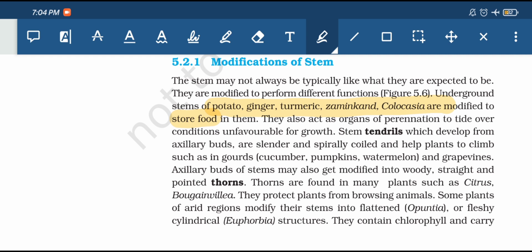Then the stem tendrils. So after storage of food, the next modification is tendrils, which develop from the axillary buds. Axillary buds are slender and spirally coiled and help the plant body to climb, such as in cucumber, pumpkin, watermelon, and also in grapevines. Okay, shall I show tendrils?